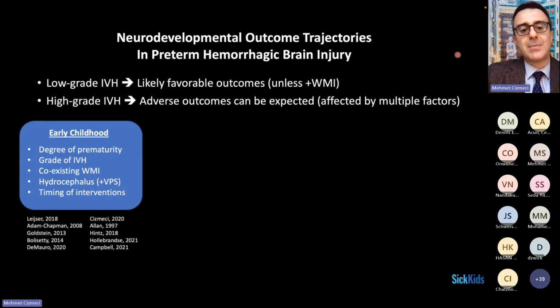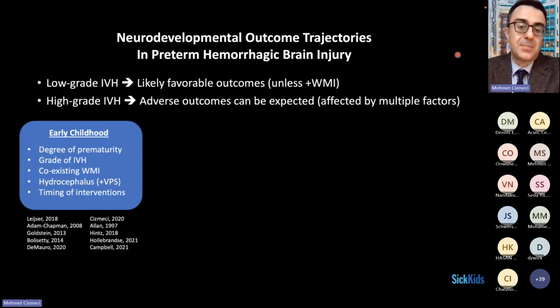And again, for this type of brain injury, there's lots of literature. And if we focus on the early childhood within the first 4 years, the degree of prematurity is an important prognosticator that we need to use. The grade of IVH, so the higher the grade, the more likely the adverse outcomes. Coexisting white matter injury is also important in these babies. The development of a post-hemorrhagic ventricular dilatation, and especially those who require ventriculoperitoneal shunt, will require ongoing monitoring due to the risk of adverse neurodevelopmental outcomes.